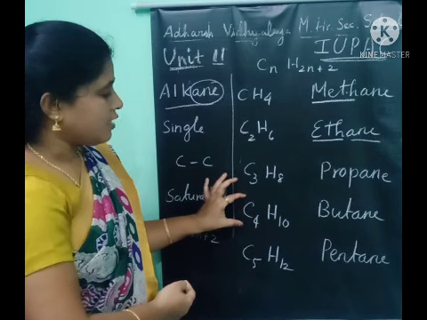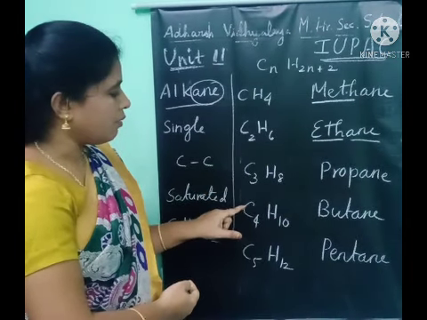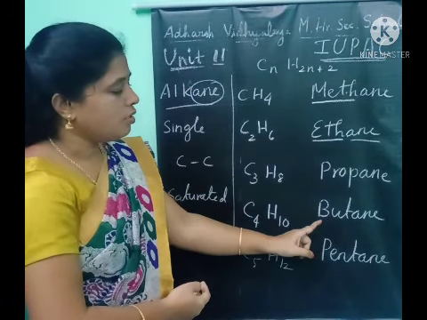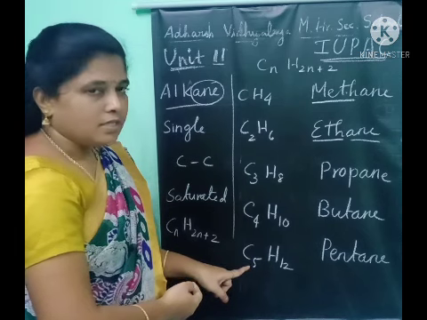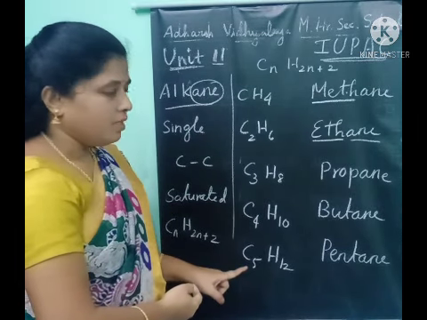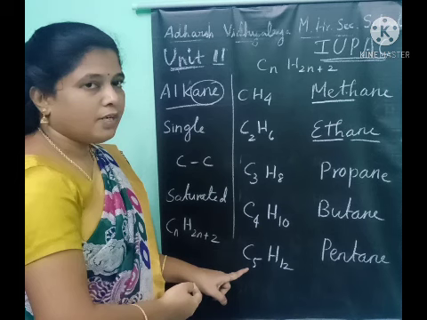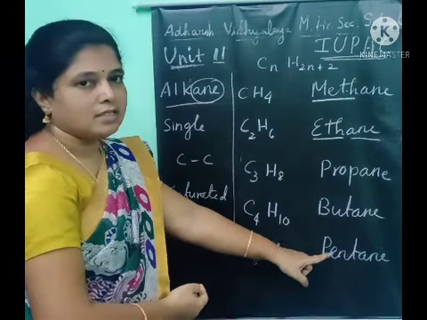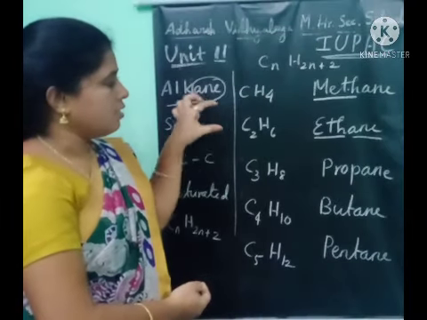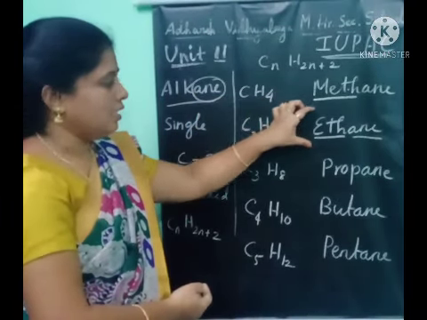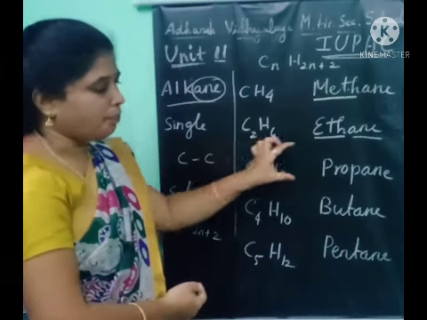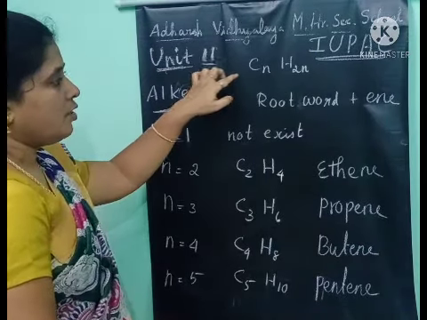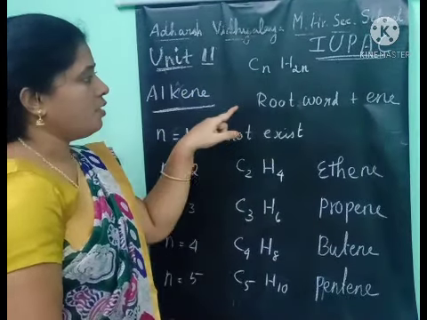Here C4H10, how many carbon atoms? 4 carbon atoms. Root word is but. This is the alkane family, so butane. C5H12. This compound contains 5 carbon atoms, so the root word is pent. CH4, methane. C2H6, ethane. C3H8, propane. C4H10, butane.